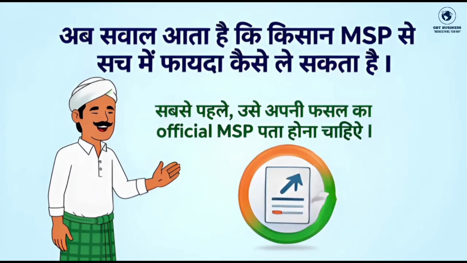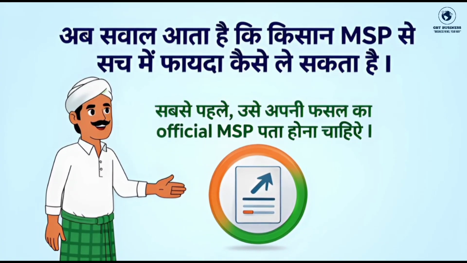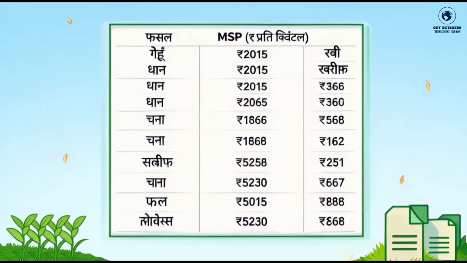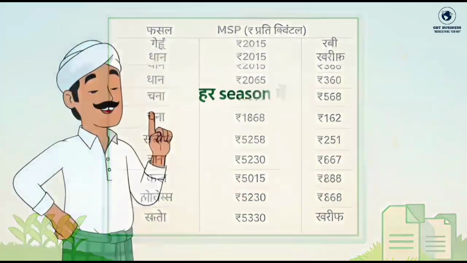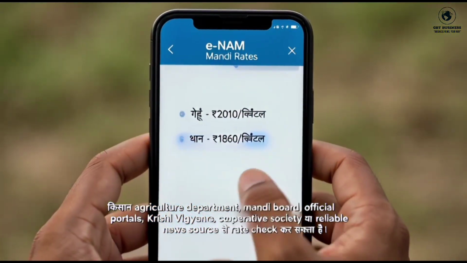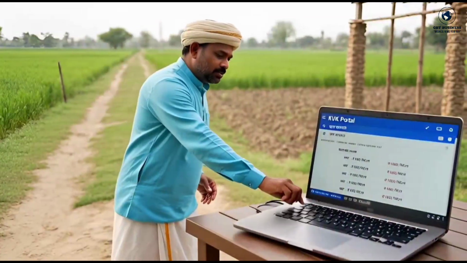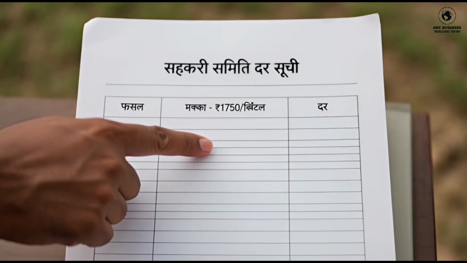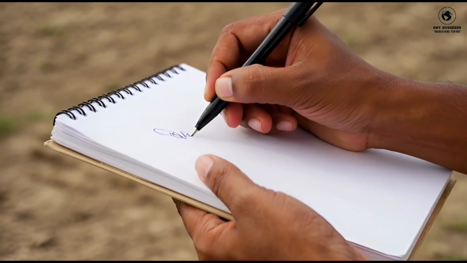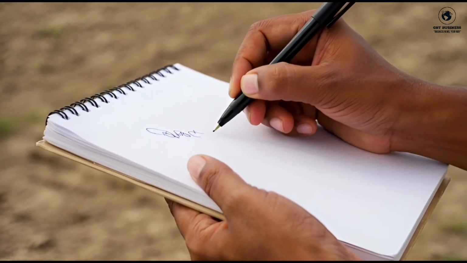Now the question arises as to how a farmer can truly benefit from MSP. First of all, he must know the official MSP of his crop. The government announces MSP every season. A farmer can check the rate from the Agriculture Department, Mandi Board, official portals, cooperative societies or reliable news sources. Secondly, he should write down his costs. How much was spent on seeds, how much on fertilizer, how much on labor, how much on diesel, how much on irrigation, how much on transport.